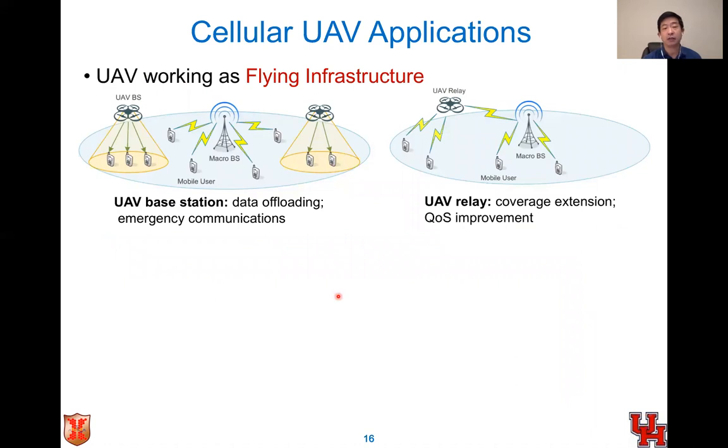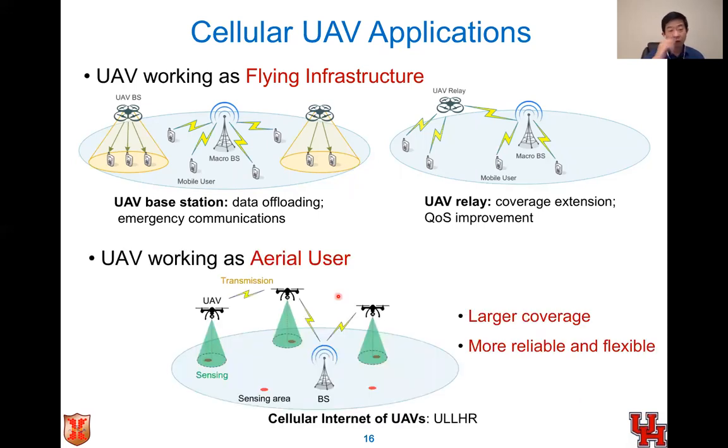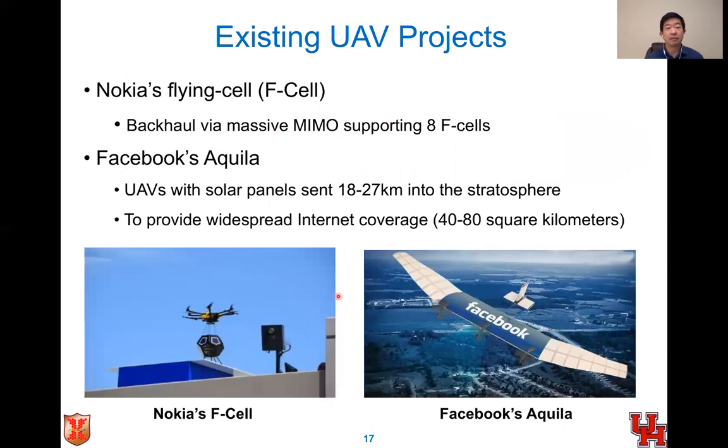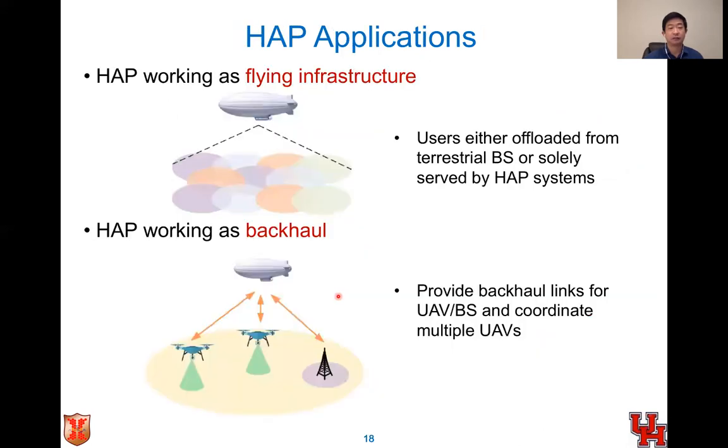Then we have the UAV part. Let's talk about use cases. We can have a UAV as a base station to do data offloading, emergency communication, or serve as a relay to improve the coverage and QoS. Or a UAV can be a user to do surveys or other jobs. Later we will show you an example. And there are many UAV projects, like Nokia, Facebook, and so on.